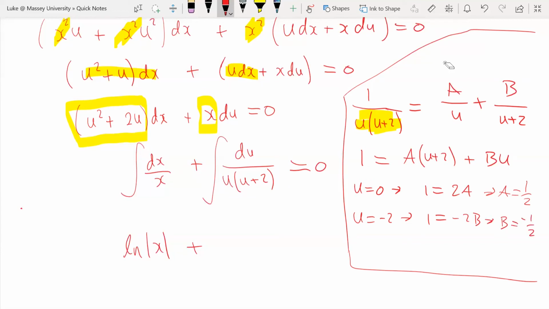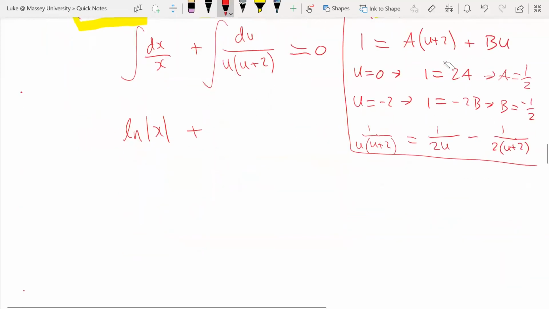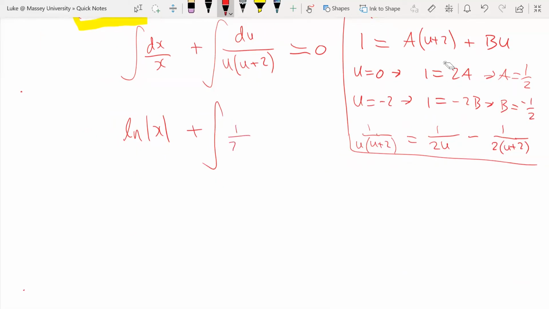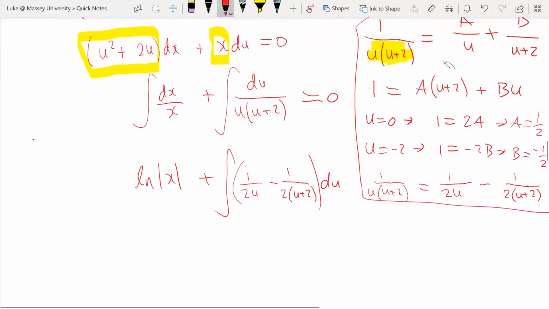Okay, so therefore 1 over u times (u plus 2) can be written as 1 over 2u minus 1 over (2u plus 2). Okay, so this is much easier to integrate, right? Because now, instead of this challenging thing to integrate, I can integrate 1 over 2u minus 1 over (2u plus 2) du. Because that's just two logarithms, okay? And the whole thing has to equal 0.